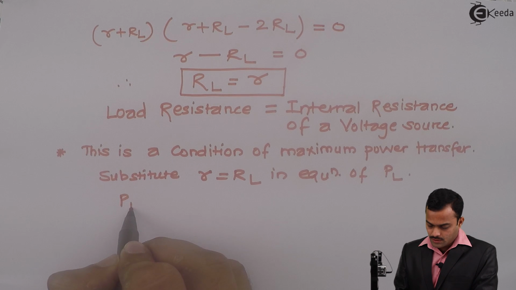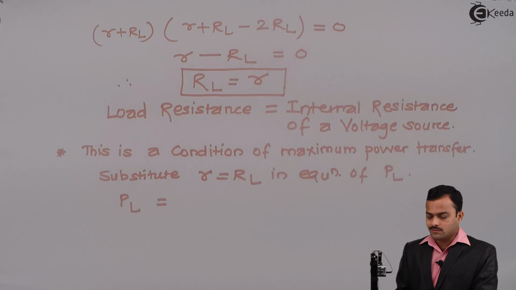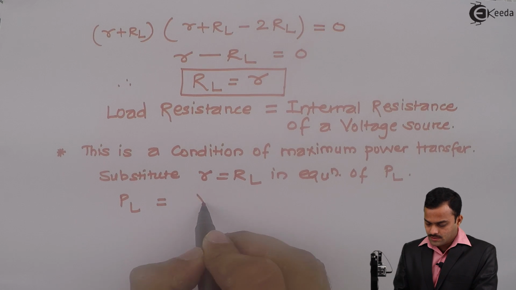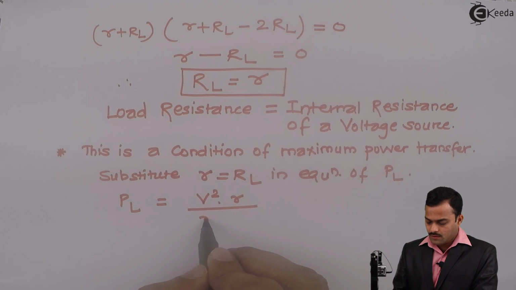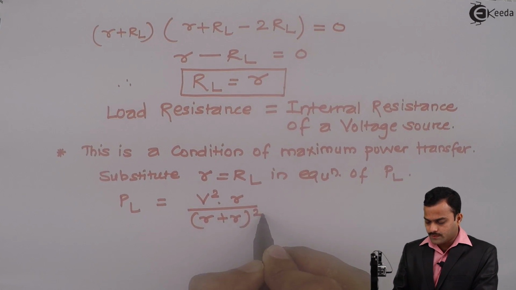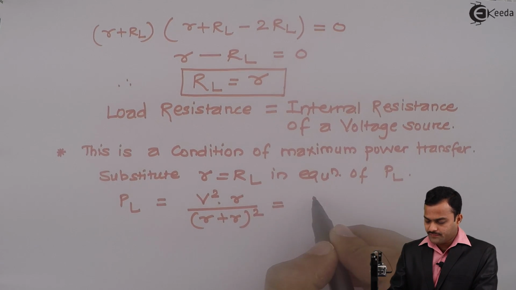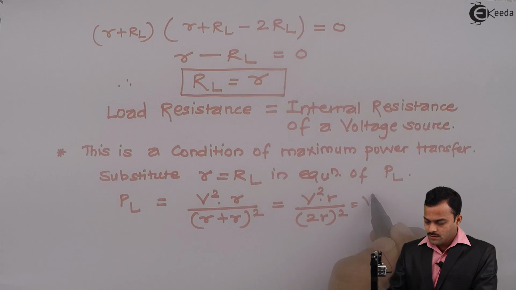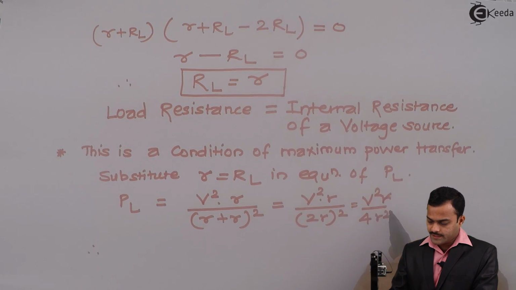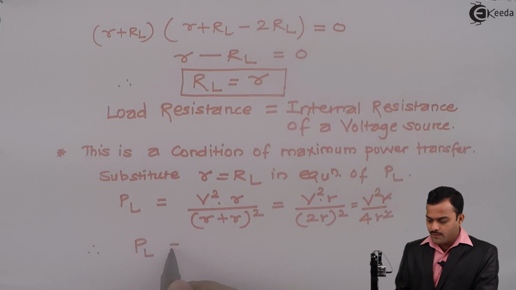So, if I substitute RL equal to R, I get the equation as V squared multiplied by R divided by (R + R) the whole squared. If I simplify, I will get V squared multiplied by R upon 2R squared. So it is V squared into R multiplied by 4R squared. One R gets cancelled. So I will get the power transfer to a load from a source is V squared divided by 4R.